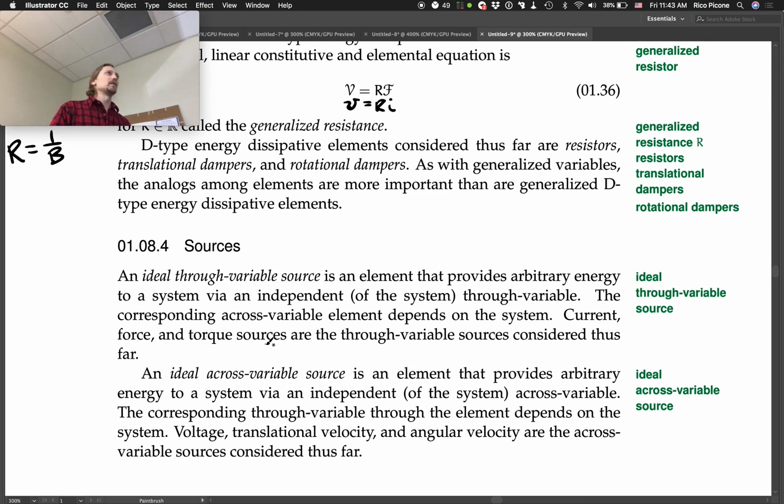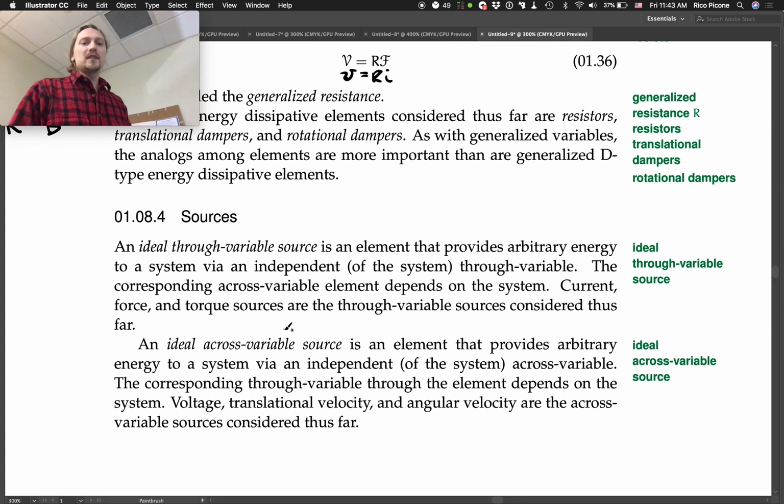I'll reread it in terms of electronic systems. An ideal current source is an element that provides arbitrary energy to a system via an independent of the system current. Okay? So you do the same thing with force. You do the same thing with torque. The corresponding across variable depends on the system. So this element word that's in there is a typo. Current, force, and torque sources are the through variable sources considered thus far.